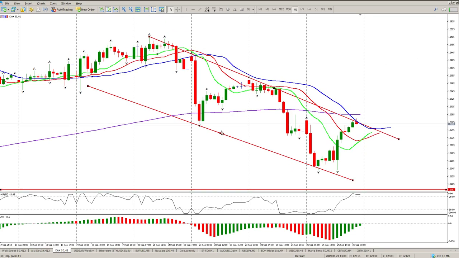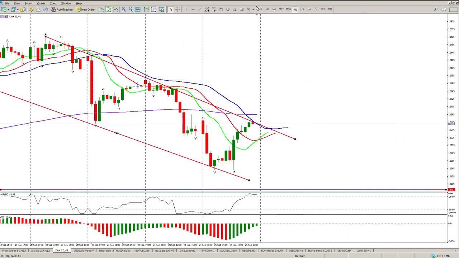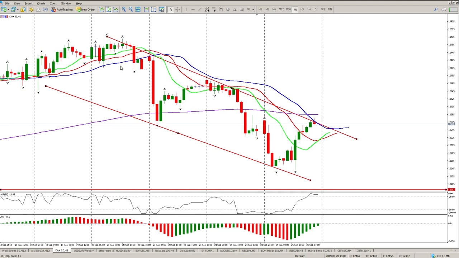So as expected yesterday, we did get our second move to the downside, and I've just drawn in a channel this morning. So we are pretty much trading on this channel, and that's what has been defined now with this swing low here. So we did get a double bottom here, and then a reversal back up.